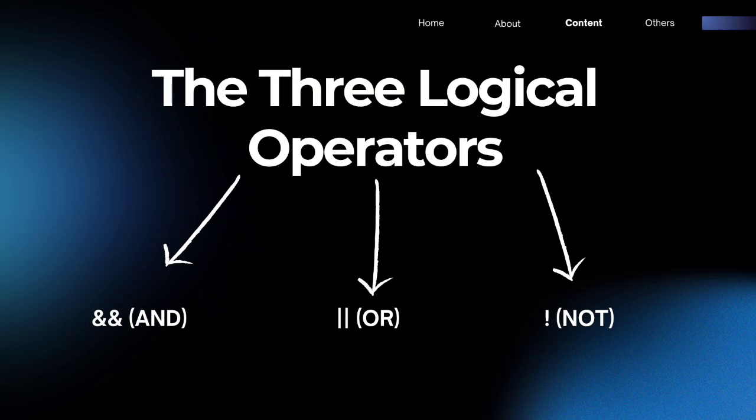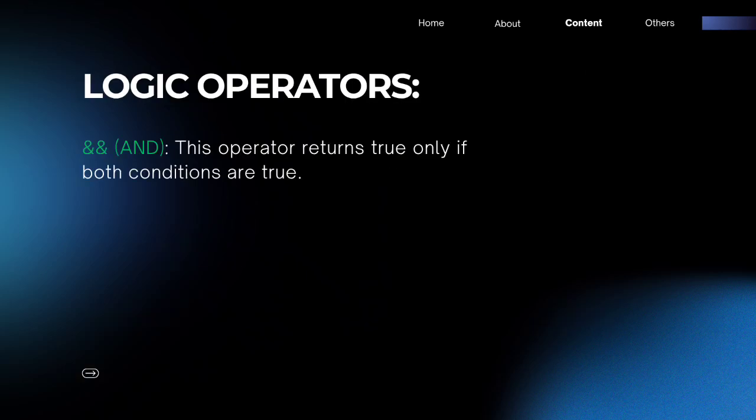Now, let's try to understand these operators one by one. AND returns true only if both conditions are true. Use this when every condition must be satisfied, like checking if someone is old enough and a citizen. OR requires at least one condition to be true. Use this when it's okay if just one condition is met.